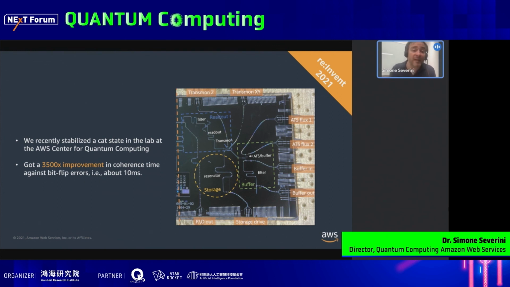And the bit flip lifetime of the cat that we built is about 10 milliseconds. Of course, to get a logical qubit, we also need to correct phase flip errors, as I mentioned, and this is something that we are working on at the moment.